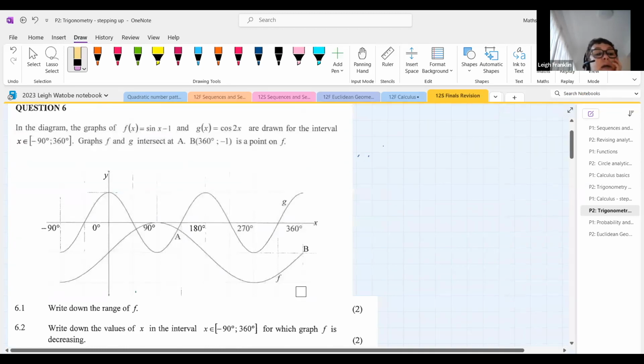It tells us in the diagram, the graphs of f(x) = sin x - 1 and g(x) = cos 2x are drawn in the interval from -90 to 360. They intersect at A, which has the coordinates. Oh, they didn't tell us the coordinates, sorry, and B. Oh, there's B over there. And B has the coordinates (360; -1), which is a point on f.